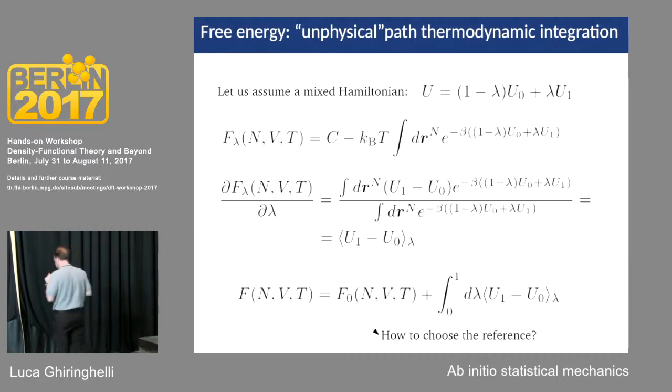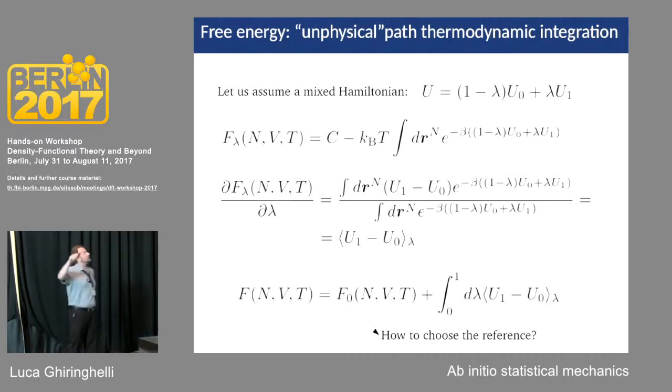We can do in computations thermodynamic integration that follows an unphysical path, and typically this is the most powerful. Unphysical in the sense of non-experimental or non-empirical. You cannot typically do it in an experiment, but you can do it easily in a simulation. That is, you define a Hamiltonian that is a linear combination of two Hamiltonians, U0 and U1 with a coupling parameter, and you can go from one to the other continuously.